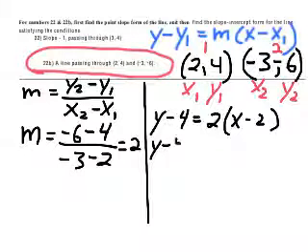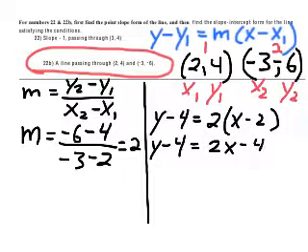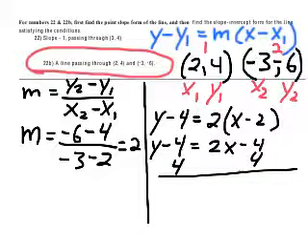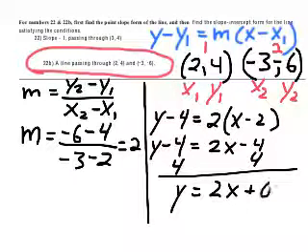y minus 4 equals 2x minus 4. Now I see when I add the 4, it's going to eliminate both of them. Adding 4 to both sides gives me y equals 2x. So that's my equation, y equals 2x. I don't have to put the 0 in, though I could. And we can see that, of course, we already found our slope and our y-intercept.